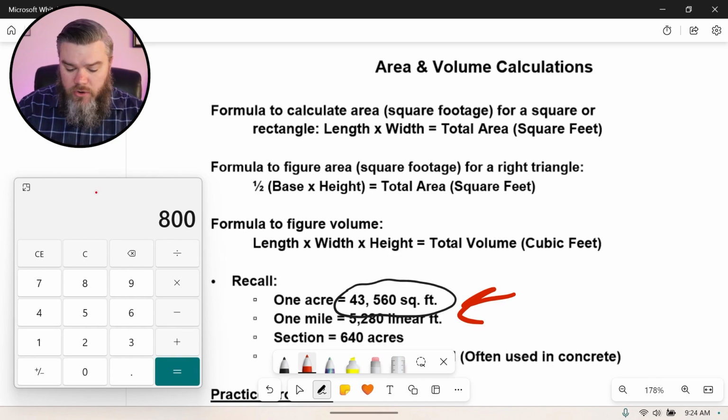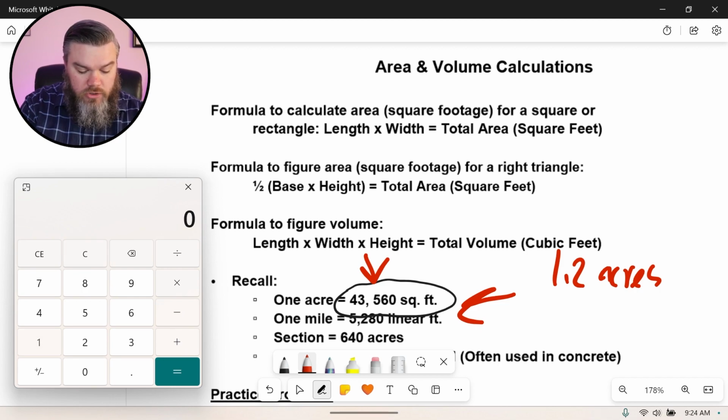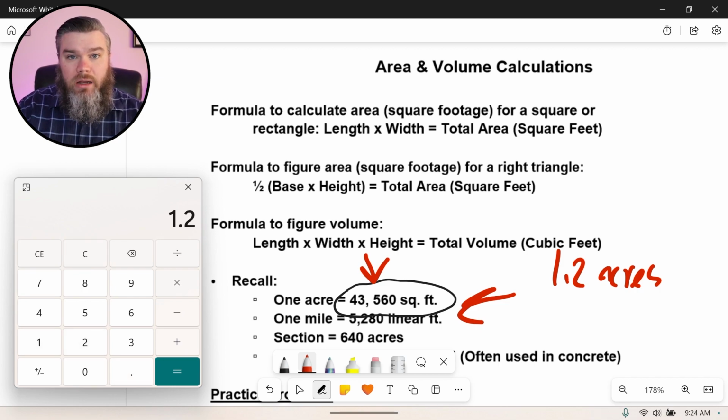And so, for example, if we had a lot that was 1.2 acres, well, there are 43,560 square feet in 1 acre. So all you have to do in this instance, let me go back to my calculator, is take your 1.2 acres and multiply it by the amount of square feet in an acre, 43,560.